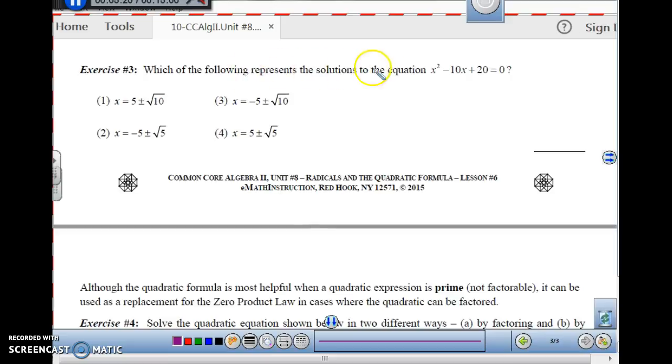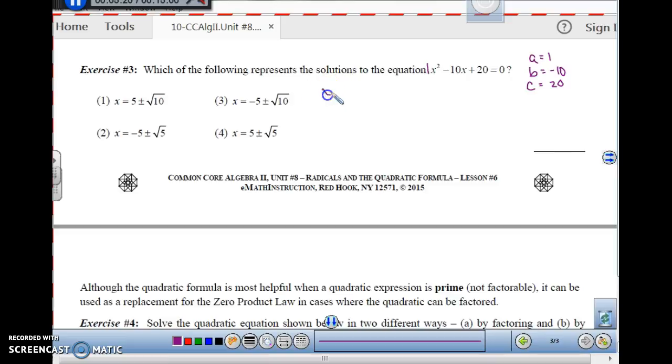Which of the following represents the solutions to the equation x squared minus 10x plus 20 is equal to 0? Okay, now notice this doesn't factor, so we have to use the quadratic formula. We need to know our a, b, and c value. Our a value, first of all, is this in descending order, highest exponent first, equal to 0? Yes, it is. So our a value is going to be 1, b is going to be negative 10, and c is going to be 20.